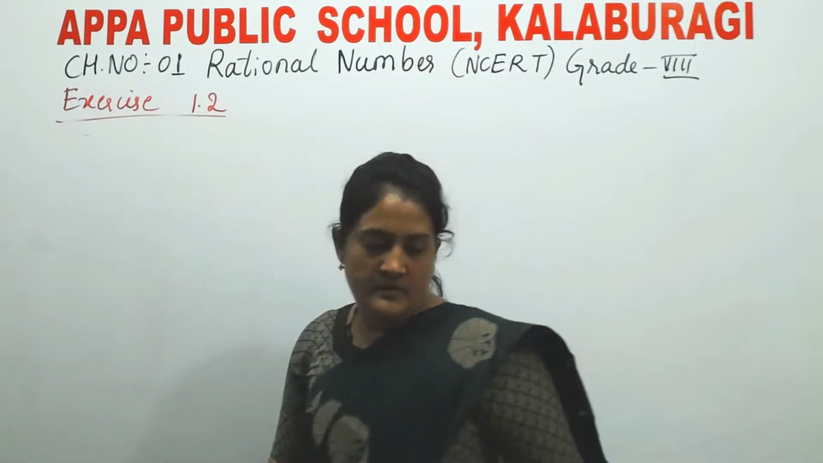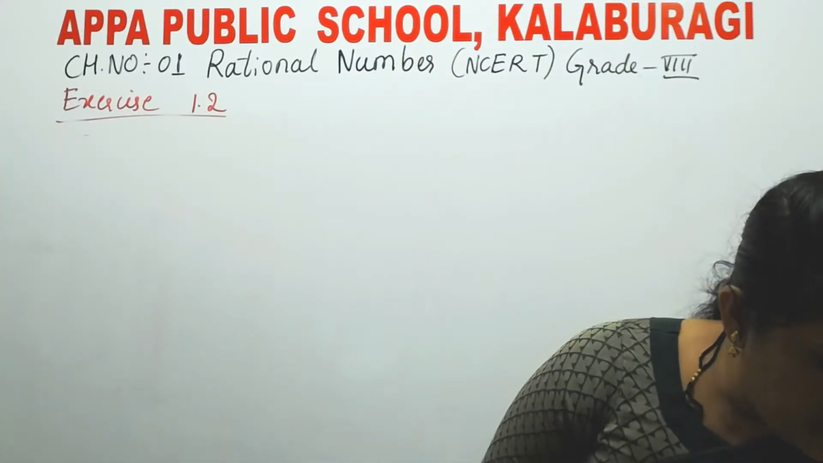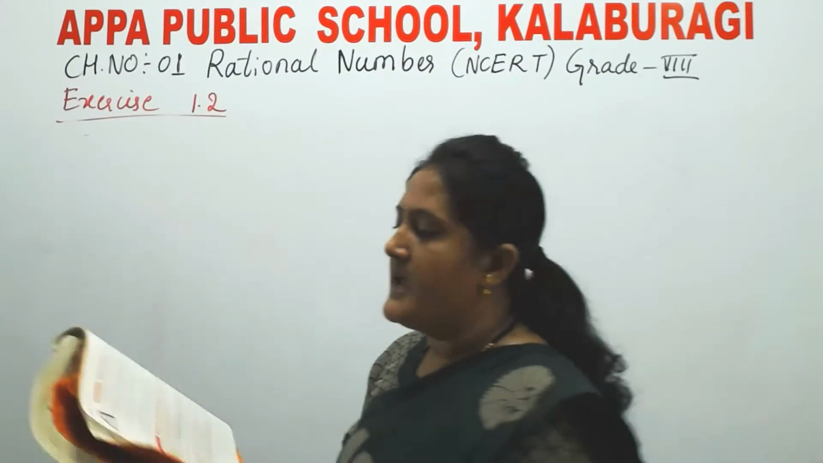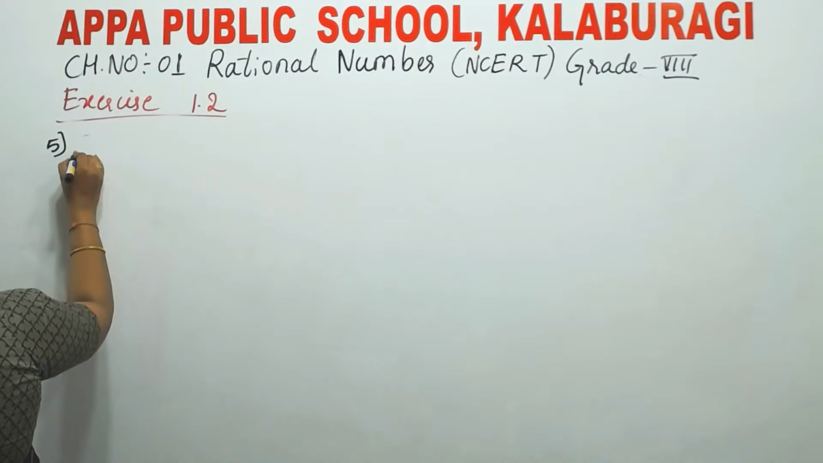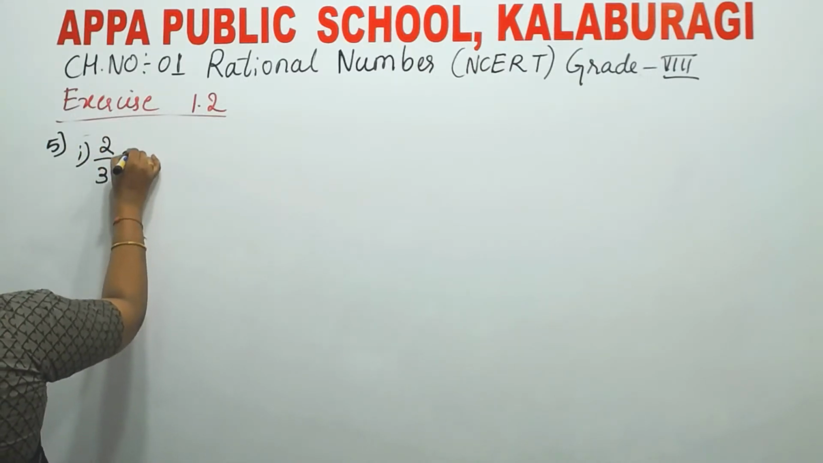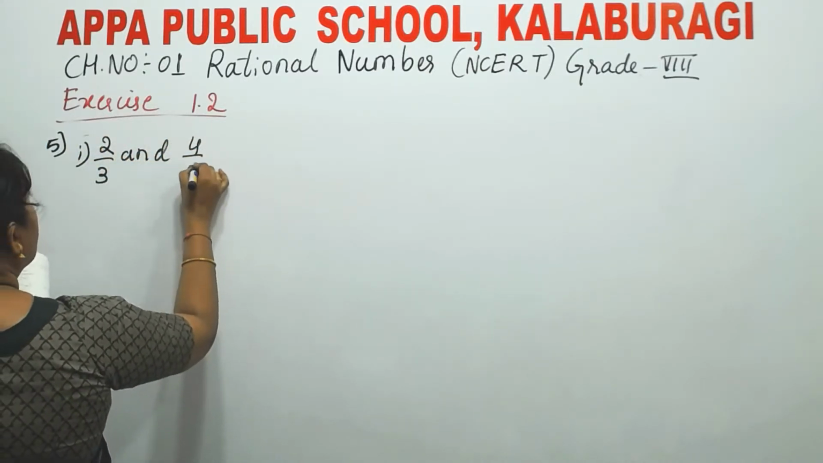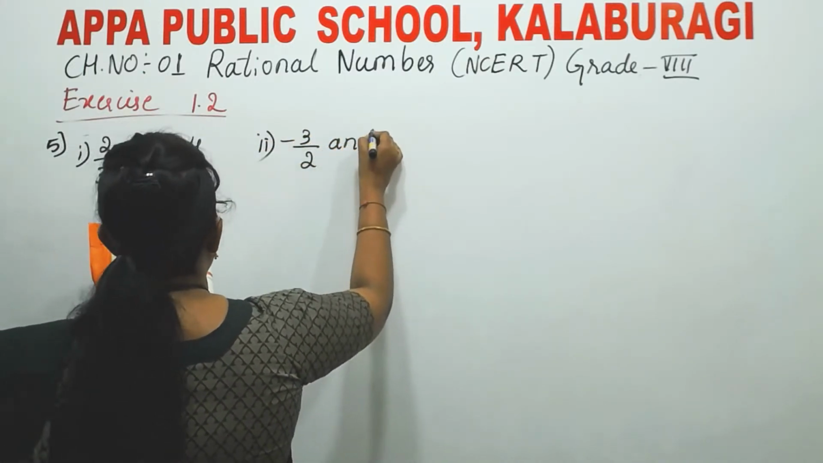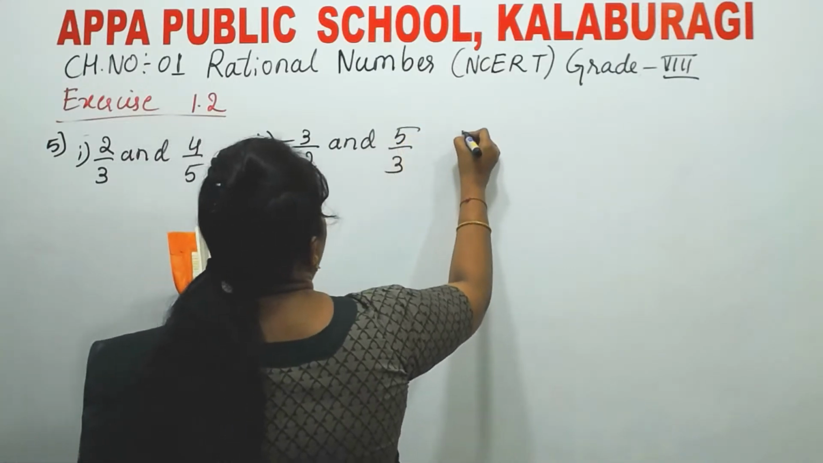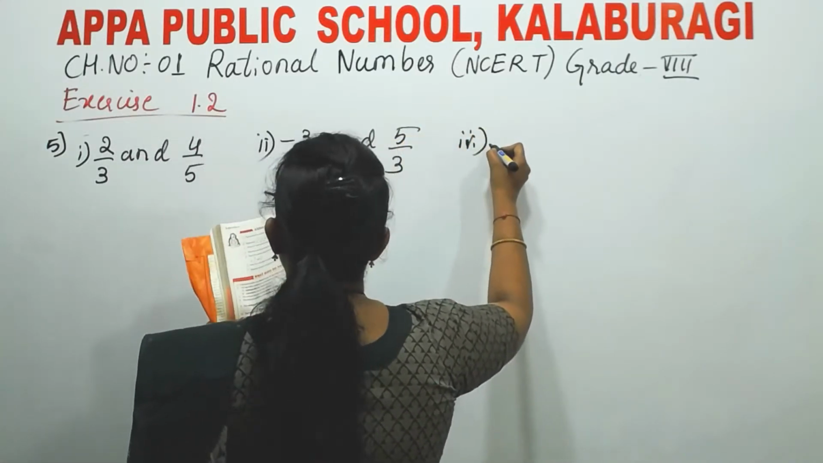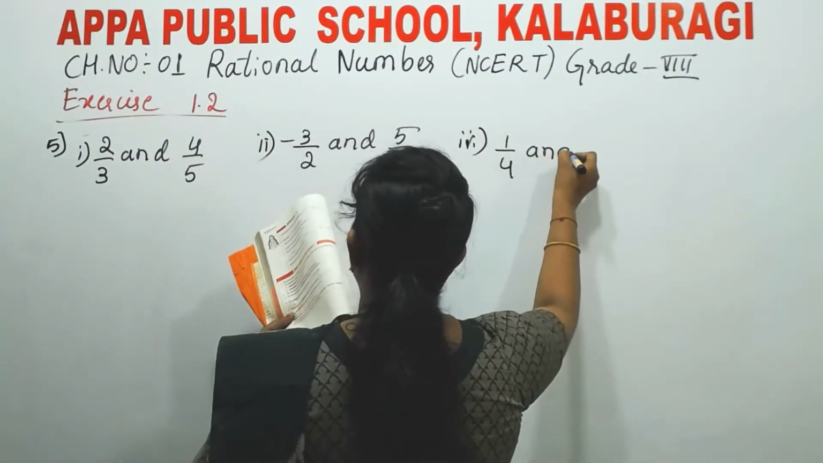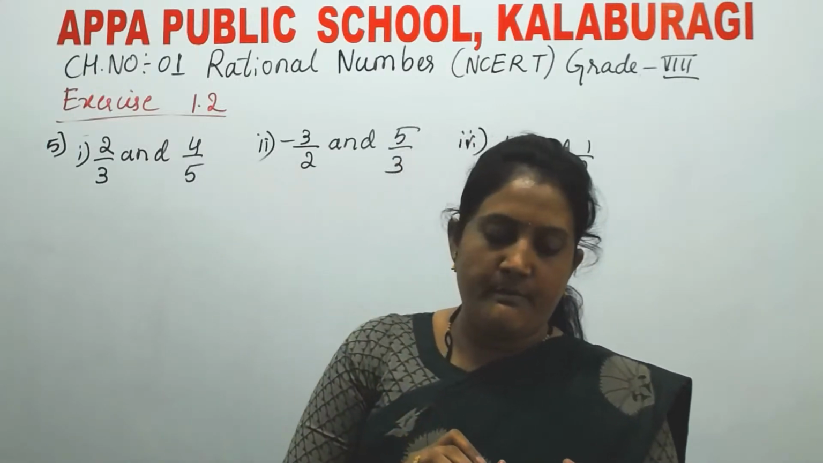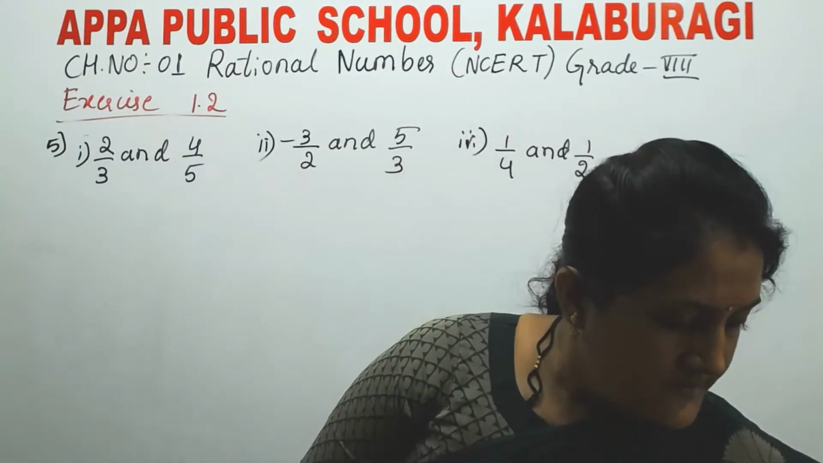Question number 5. What is the question? Find 5 rational numbers between. Shall I write only the main questions? Question number 5. The first one, 2 by 3 and 4 by 5. The second one, minus 3 by 2 and 5 by 3. The third one, 1 by 4 and 1 by 2. First two are activities, the third one you have to do as homework, right?